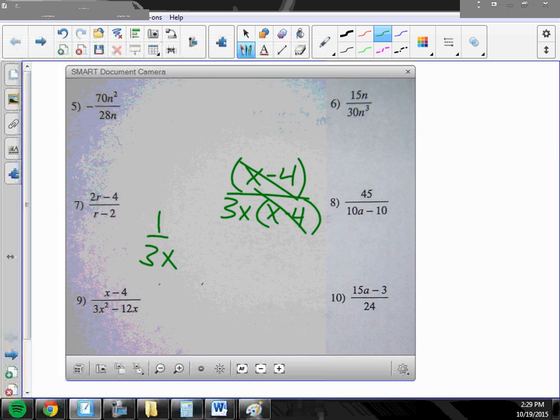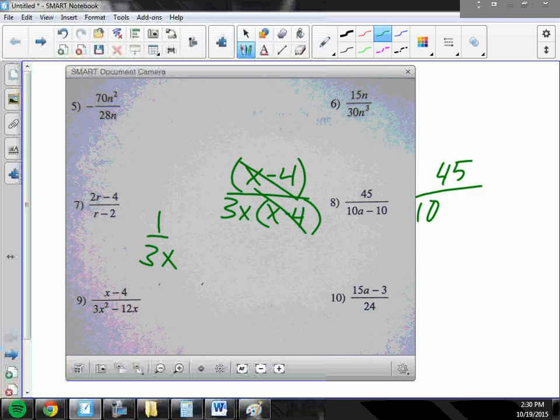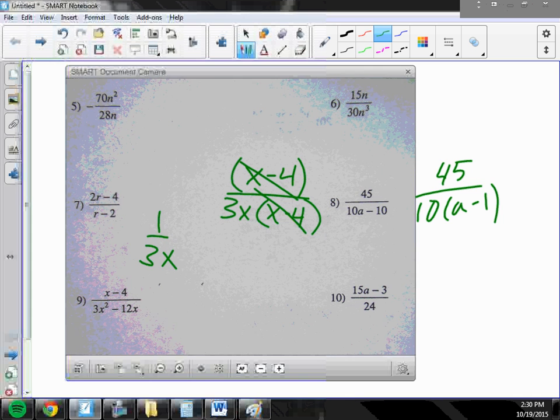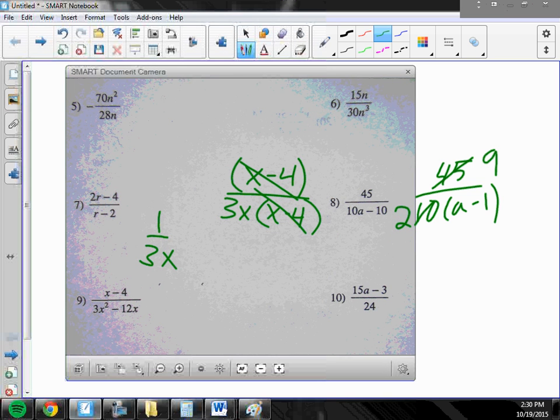Does the top factor? No, well, we could write 3 times 3 times 5, but you don't need to. Does the denominator factor? So 45 over 10 times a minus 1. Does anything simplify? Well, 5 goes into both of those. So that'd be 9 and 2.